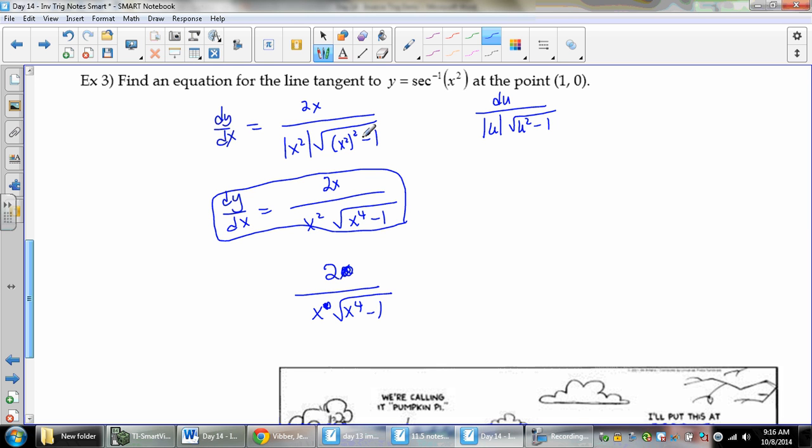If you don't want to worry about simplifying at all, you could always leave it like this. But I just wanted you to be aware of the fact that the absolute value will drop off if you have a squared on the bottom or an even exponent on the bottom. But I digress here. We've got my derivative.